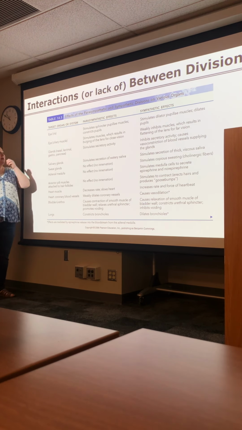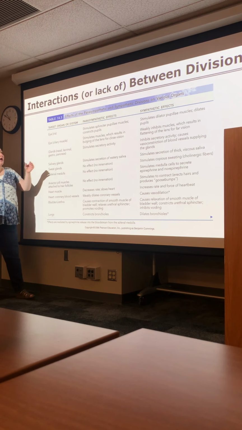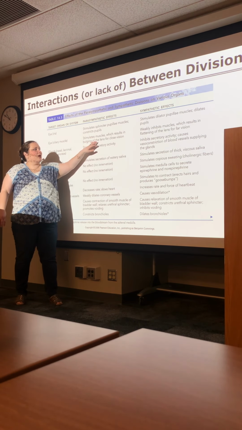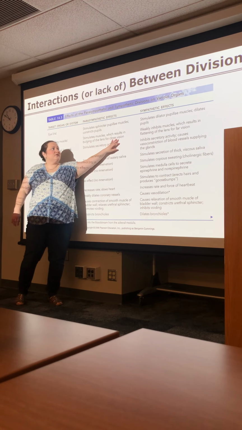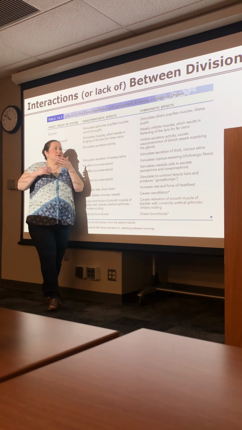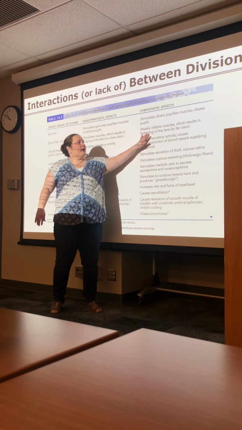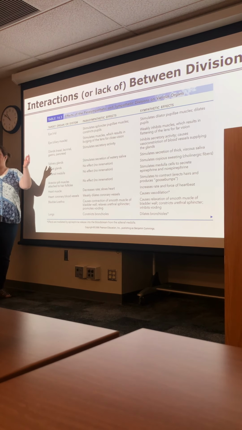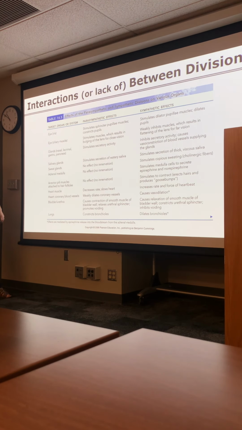What about the ciliary muscles that change the shape of the eye? The parasympathetic division is going to stimulate the muscles, which results in bulging the lens for close vision, and so we're going to be able to look at things up close. We're going to see that sympathetic, on the other hand, is going to do it for far vision. So again, we want as much information as possible coming in.